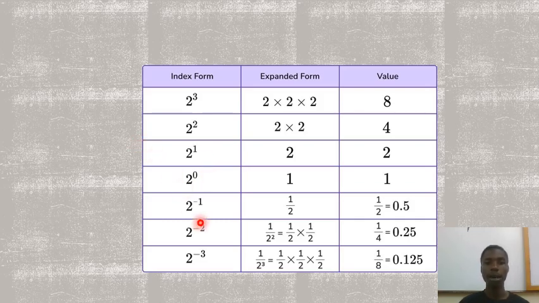And a number which is raised to a negative index, it means you should do the reciprocal. Like here, 2 power negative 1 is 1 over 2, which is 0.5. 2 power negative 2 is a half squared, which is a half multiplied by half, which is equal to 0.25. And here 2 power negative 3 is a half multiplied by half, multiplied by half, which is 0.125.